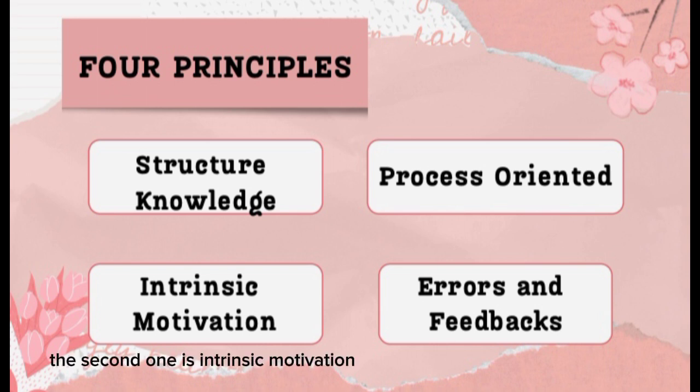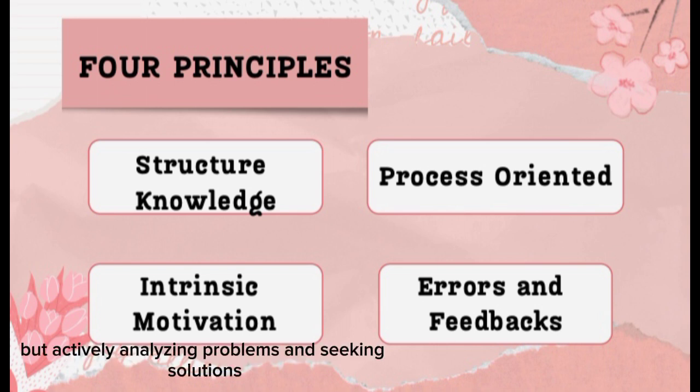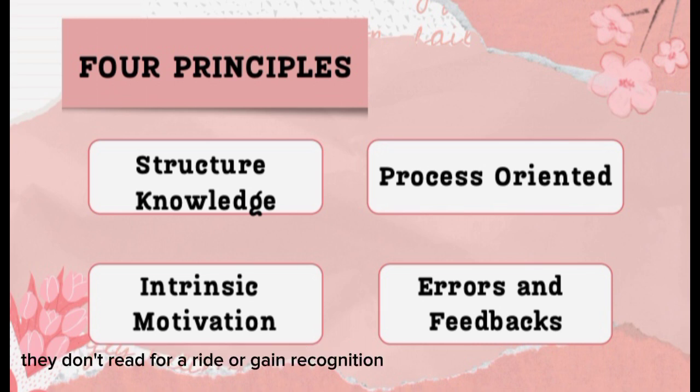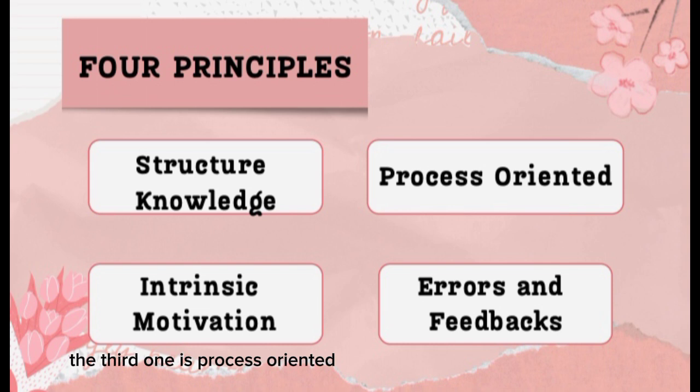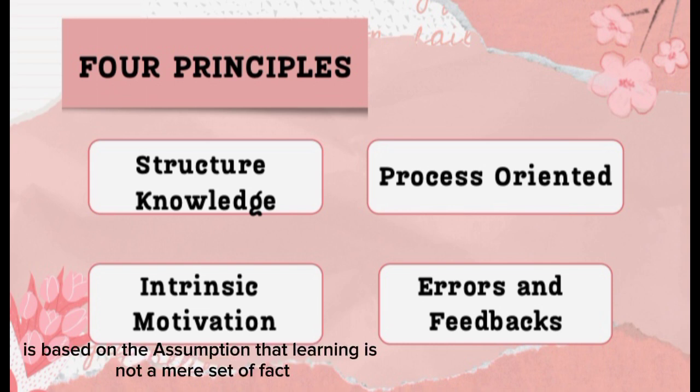The second one is intrinsic motivation. Intrinsic motivation is that learning does not mean absorbing information but actively analyzing problems and seeking solutions. For example, a person who loves reading books doesn't read for reward or to gain recognition. They read because they love it or they enjoy the stories. The third one is process-oriented. And the last one is errors and feedback.